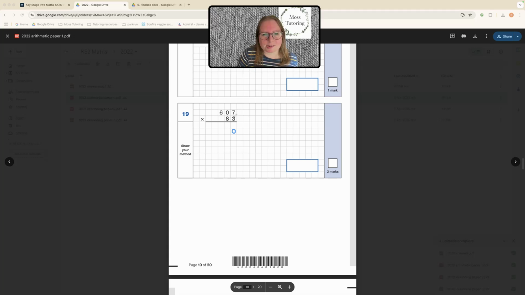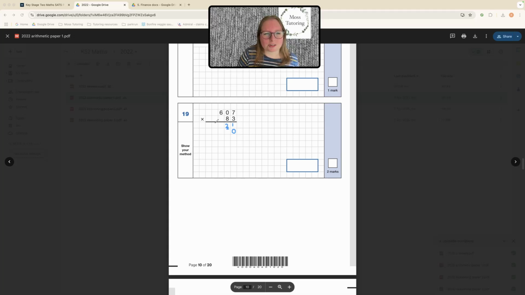So 7 times 3 is 21. So I'll put my 1 in here. Let's make a little 2 here for now. I can always rub these out a little bit later. 0 times 3 is 0. Then add the 2 is 2. Okay. And that was with a wiggly 3. Never mind. And then 6 times 3 is 18.